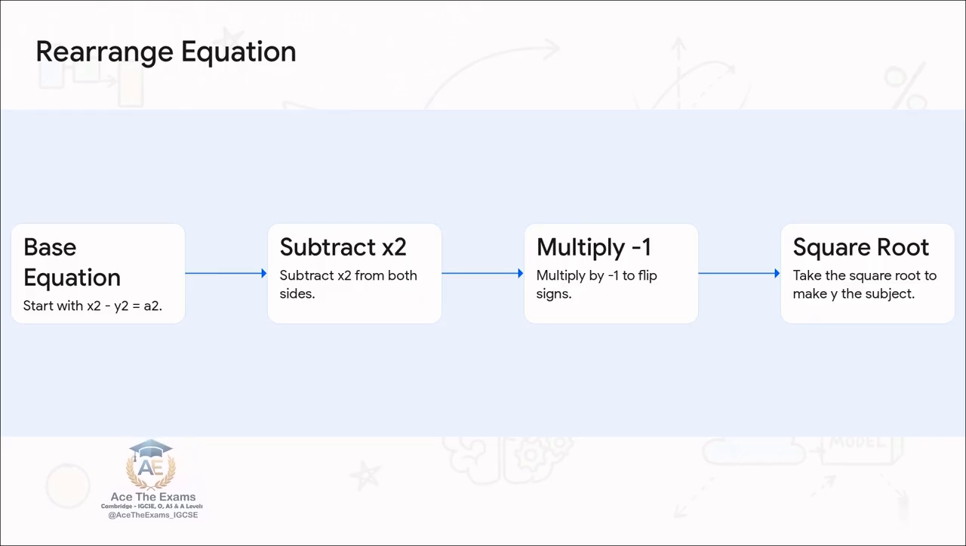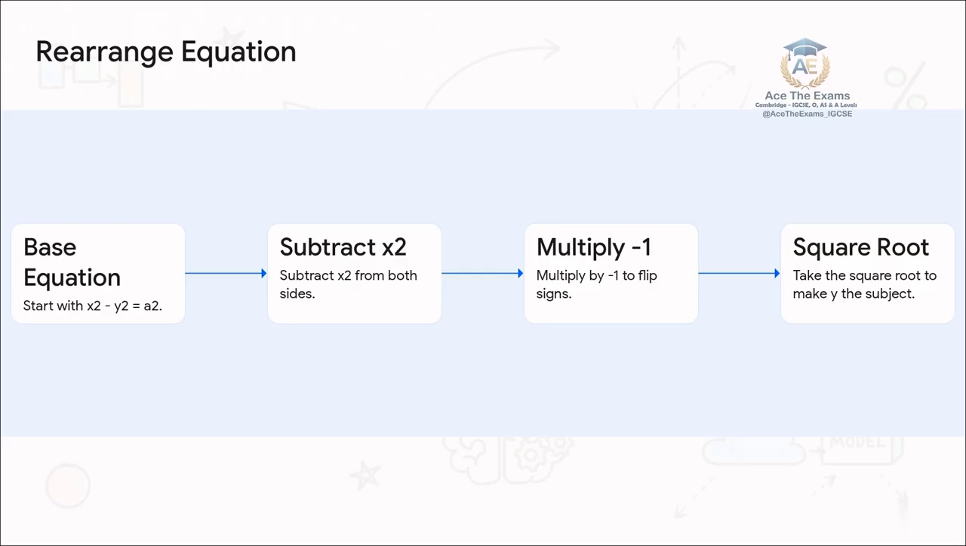We start with our base equation. Next, we subtract x squared from both sides, leaving negative y squared equals a squared minus x squared. To clear that annoying negative sign, we multiply everything by -1, flipping it to y squared equals x squared minus a squared. Finally, we take the square root of both sides. And remember, taking a square root gives both a positive and negative result. So y equals plus or minus the square root of x squared minus a squared. And there we have it.